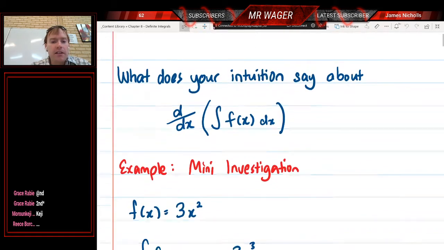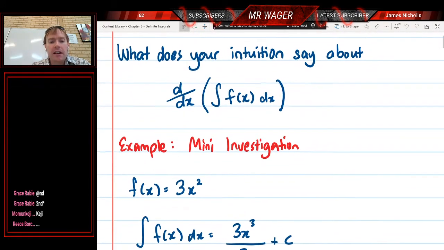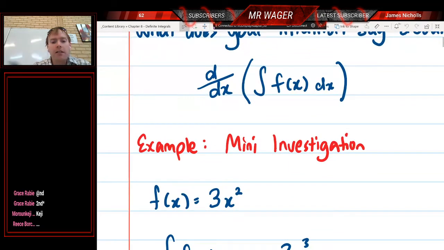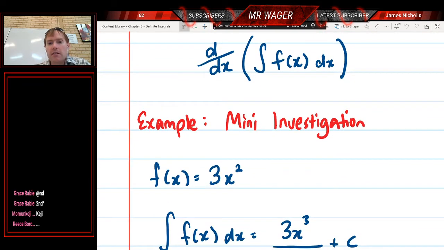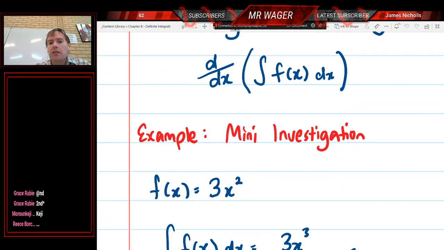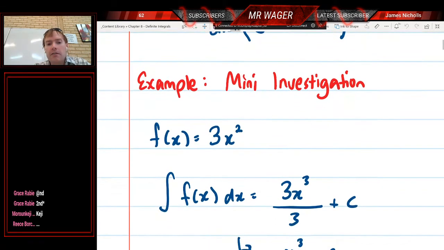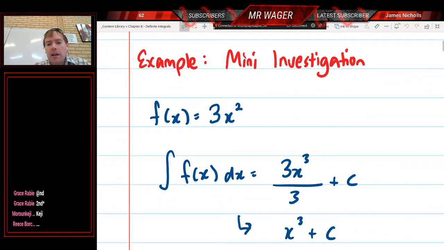So let's start off with this original function. Let's say if our starting function is 3x squared, f of x is equal to 3x squared. What we're going to do is we're going to anti-differentiate that first, because that's what the bit on the top says. We're going to do the bit inside the brackets, we're going to do the antiderivative, and then we're going to do the derivative of it. So if we anti-differentiate 3x squared, we add 1 to the power, we divide by the new power, and we end up getting x cubed plus c.